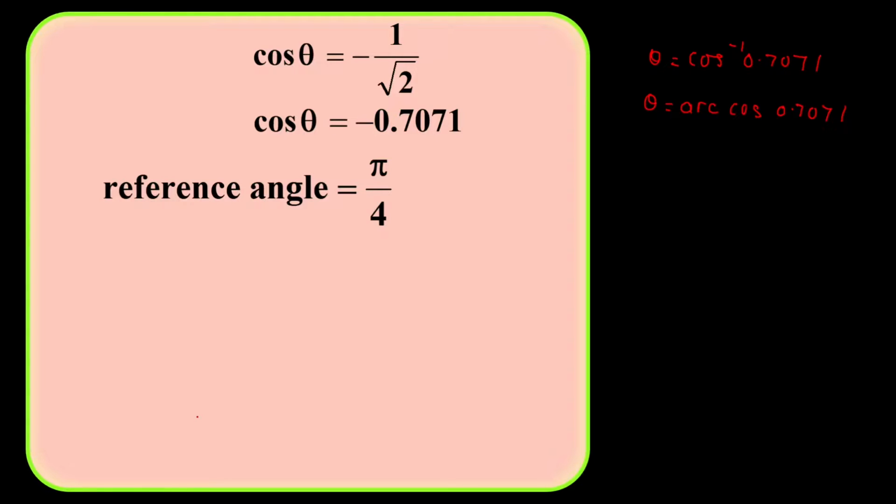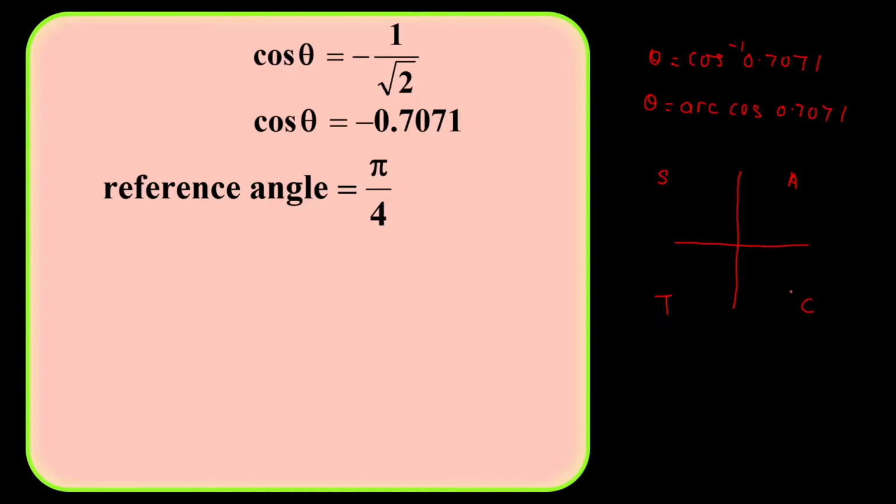So now we will hop over to the plane and check out the use of the negative sign. In the plane we have A for all in the first quadrant, where all are positive. In the second quadrant, S, sine, is positive. In the third quadrant, T, tangent, is positive. And in the fourth quadrant, C, cos, is positive.